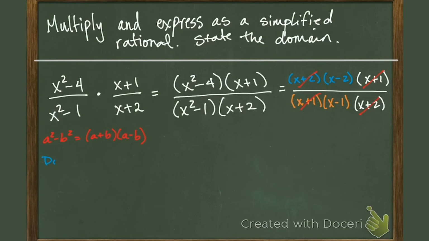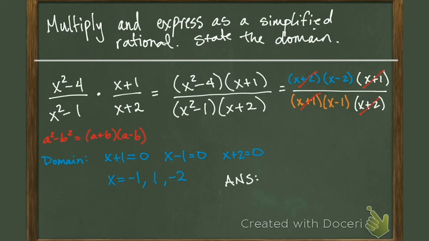So my domain, remember, I can never divide by 0, so I take everything that's in the denominator. So x plus 1, set that equal to 0. x minus 1, set that equal to 0. x plus 2, set that equal to 0. Whatever we get here, we figure out what x cannot be, right? Because I can't have these things equaling 0. So x is equal to -1, 1, and -2. Those are my three domain restrictions.